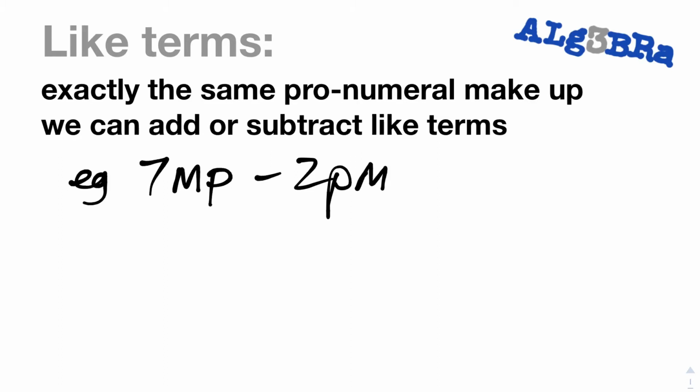In this example, mp is actually the same as pm. So here we're going to end up with 7 minus 2 equals 5mp.